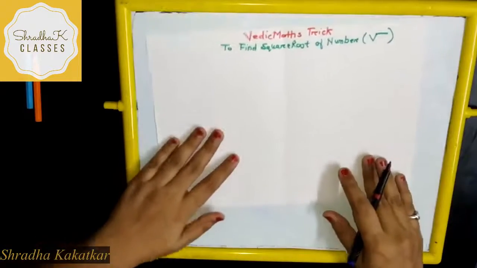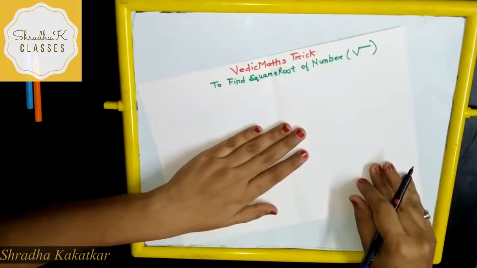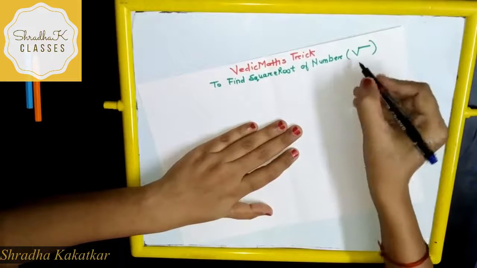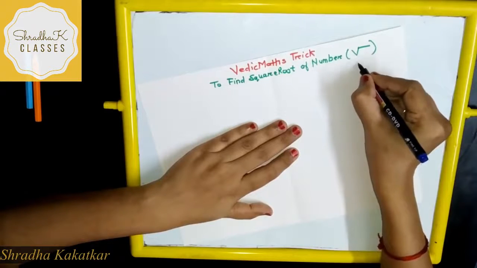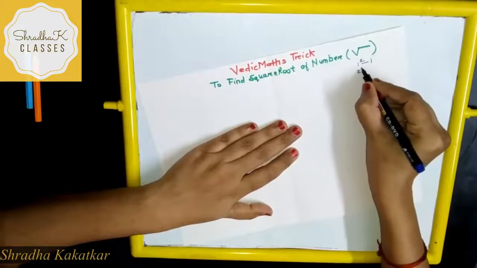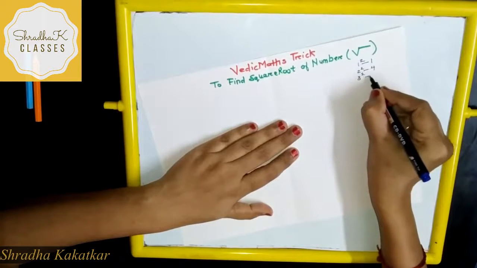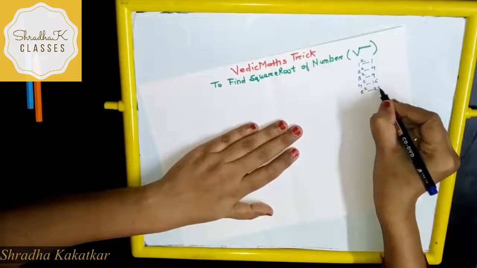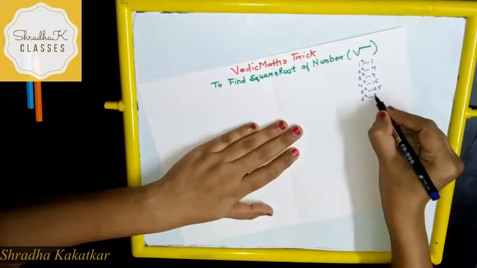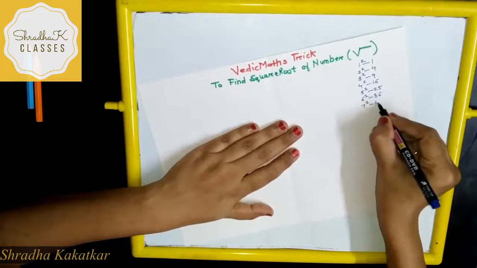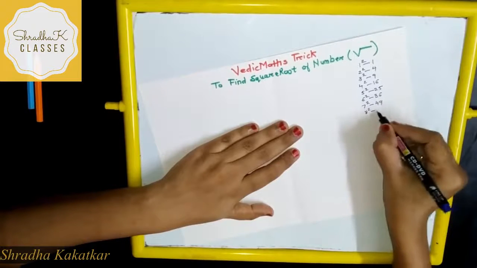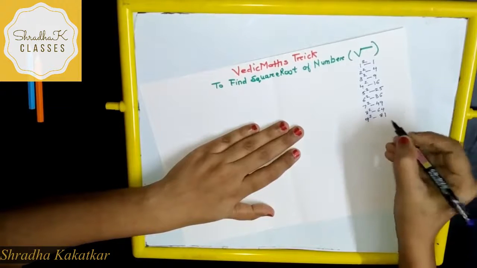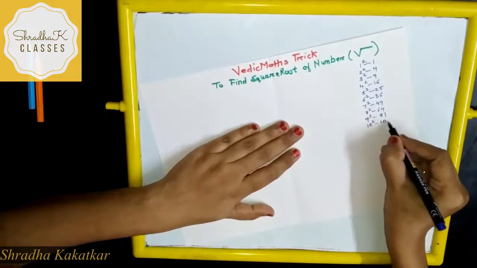In order to find the square root of a number, first you should write down the squares of the numbers from 1 to 10. So, 1 squared is 1, 2 squared is 4, 3 squared is 9, 4 squared is 16, 5 squared is 25, 6 squared is 36, 7 squared is 49, 8 squared is 64, 9 squared is 81 and 10 squared is 100.